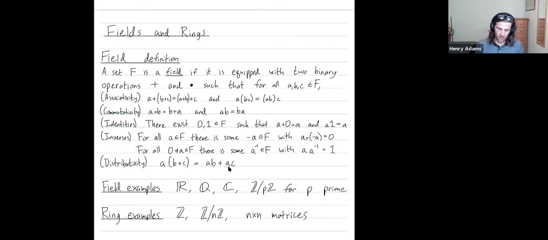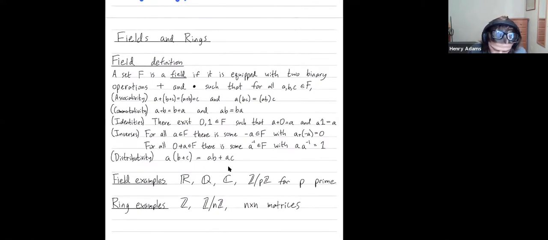Fields included things like the real numbers, the rational numbers, the complex numbers, and Z mod pZ for p a prime. Z mod nZ for n not a prime was not a field because you didn't necessarily have multiplicative inverses. Rings are more general. Every field is a ring, but not every ring is a field. Rings will furthermore include things like the integers, or Z mod nZ, where n doesn't need to be prime, or the collection of all n by n matrices. So let's chat about these briefly.